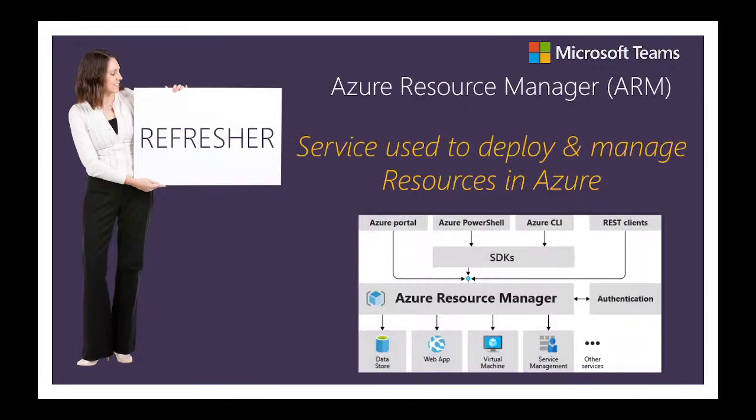Now, a brief refresher about what ARM, Azure Resource Manager, is. It's very simple. It's a service used to deploy and manage resources in Azure. You can create your Azure resources in 4 different ways. I can go to the portal, click a button, click, and I've got my resource. Well, I'm not a portal guy. I don't want to open up a browser and go here and there.